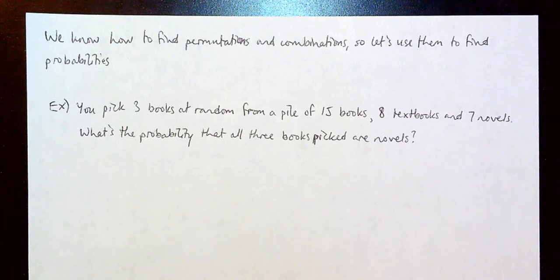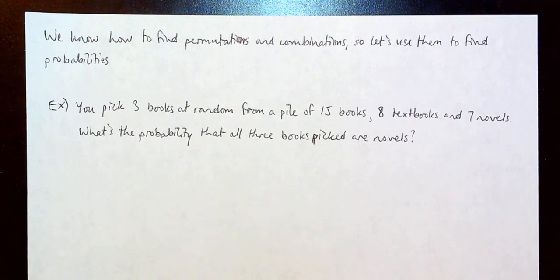So first problem up, you have to pick 3 books at random from a pile of 15 books, 8 of which are textbooks and the other 7 being novels. What's the probability that all 3 books that you pick are going to be novels?